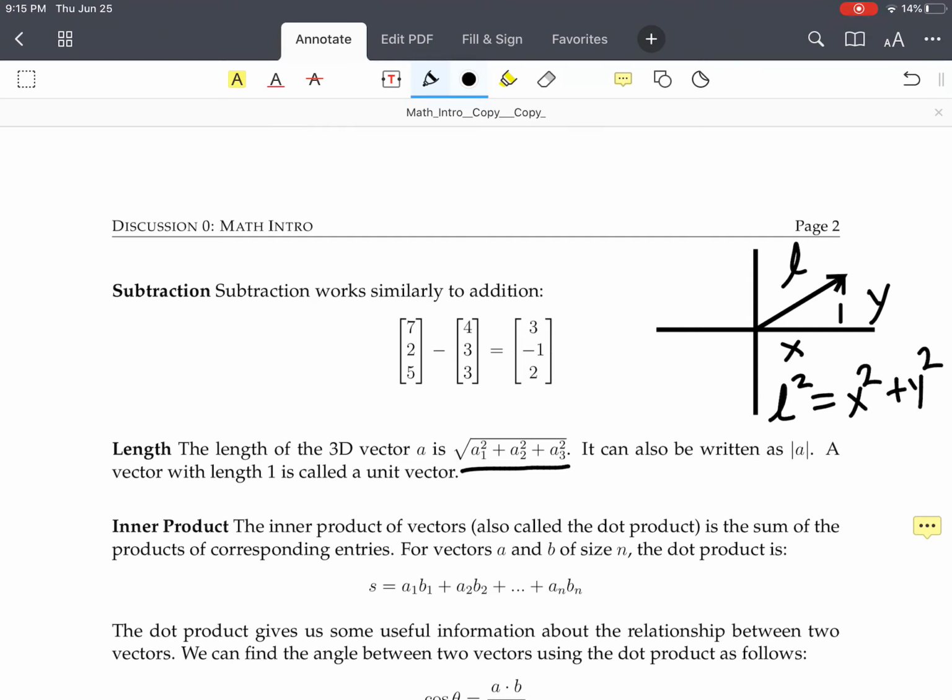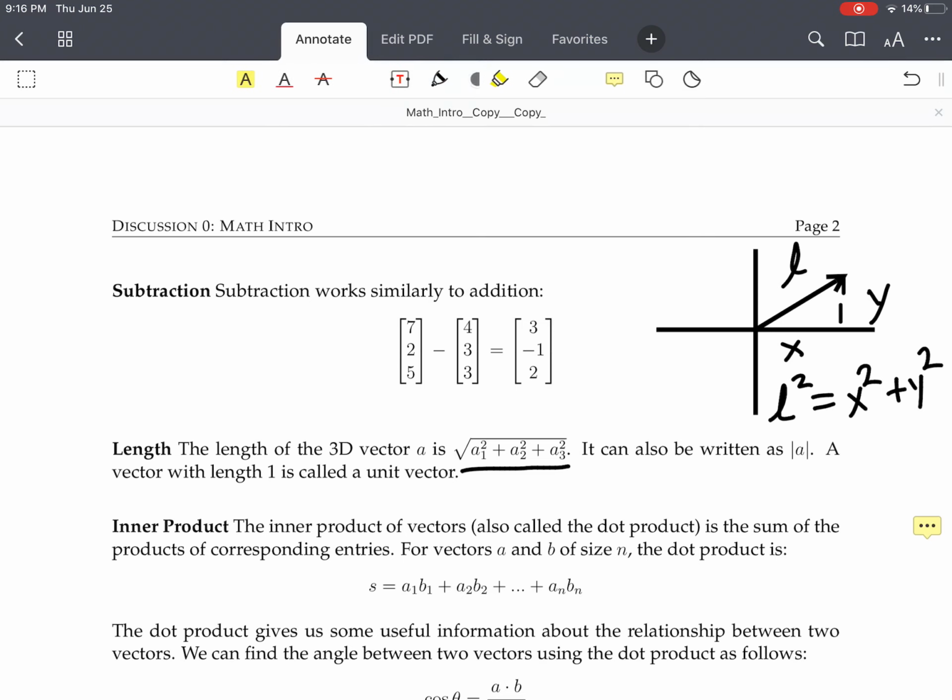The length is often written like this with two vertical bars on the side of the vector. And any vector with length 1 is called a unit vector. These are used relatively often in graphics. So oftentimes you'll be asked to normalize a vector. The way you do that is by taking the vector and dividing every element by its length, which will normalize it to 1.